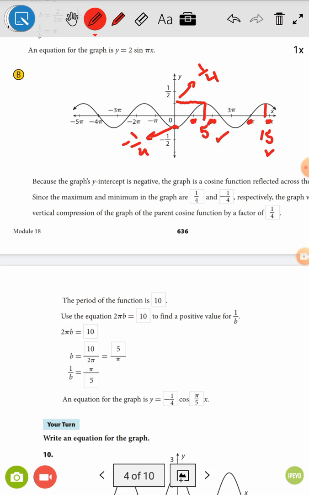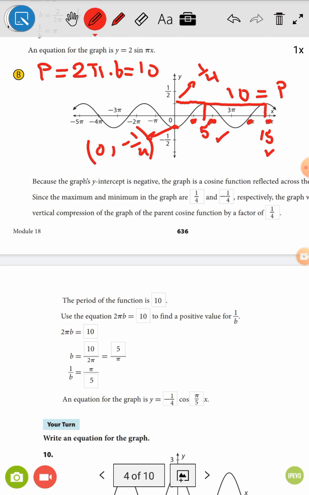So now the same idea. Let's go back to what I said. It is a cosine wave since the start is not 0, 0, and we started from this point, which is 0, negative 1 out of 4. Now look at the maxima, and between each maxima the difference is 10. It means the period is 10. Now period equals 2 pi times b, which equals 10. So b, if you cancel them, is 5 out of pi.